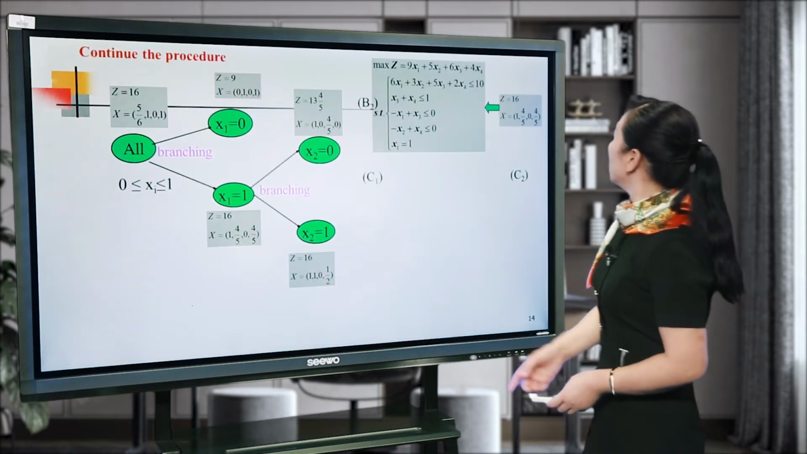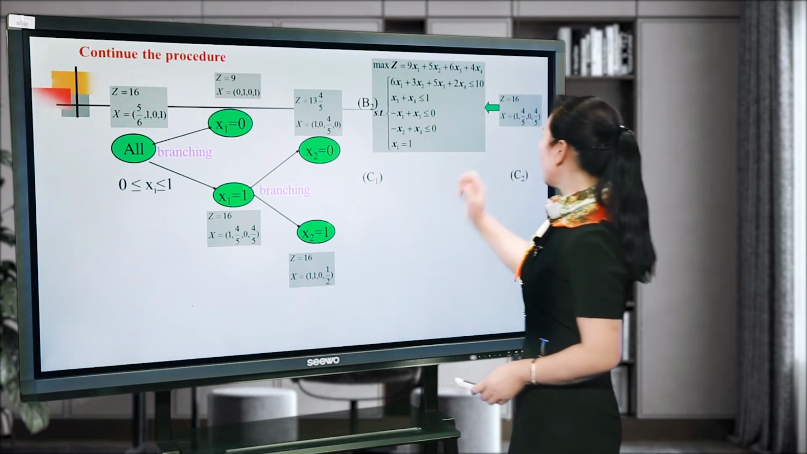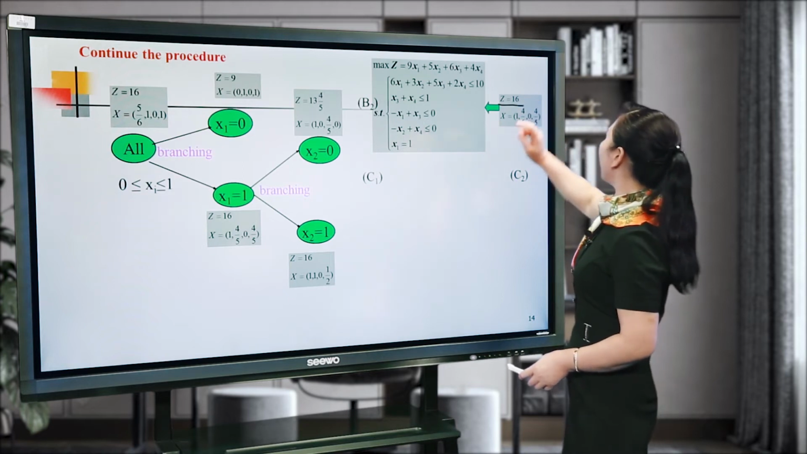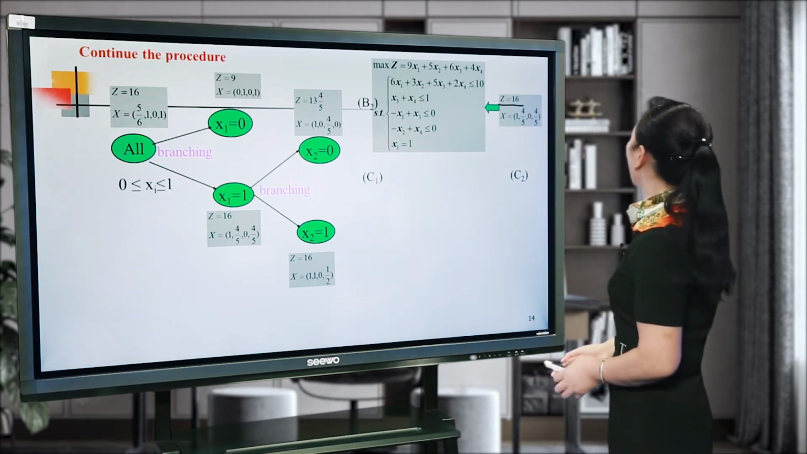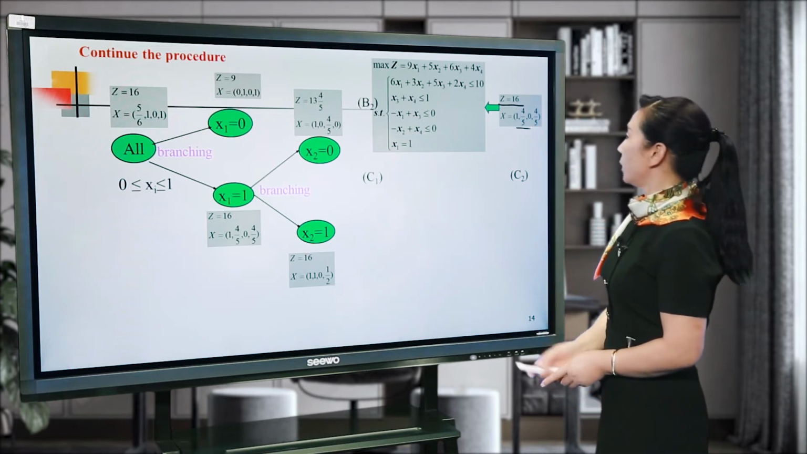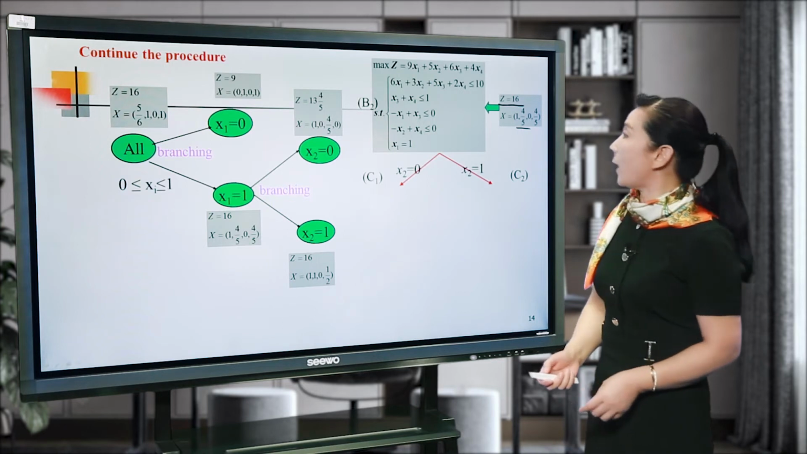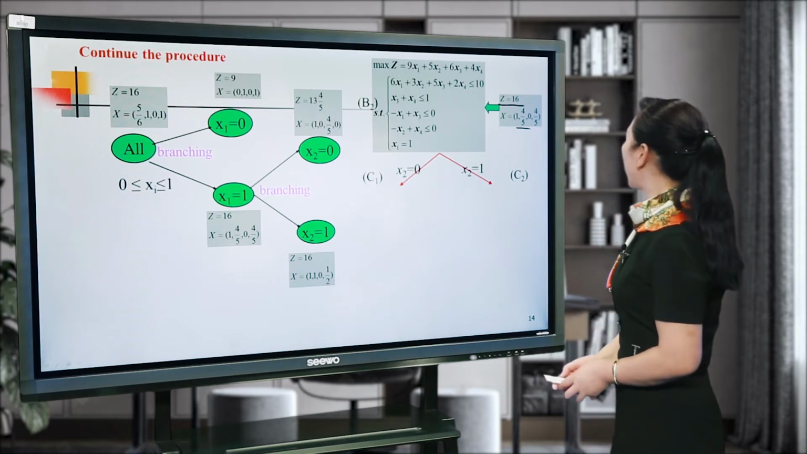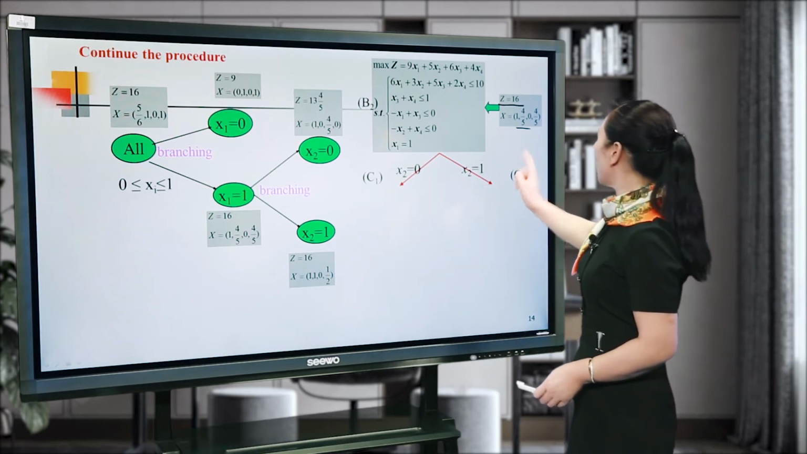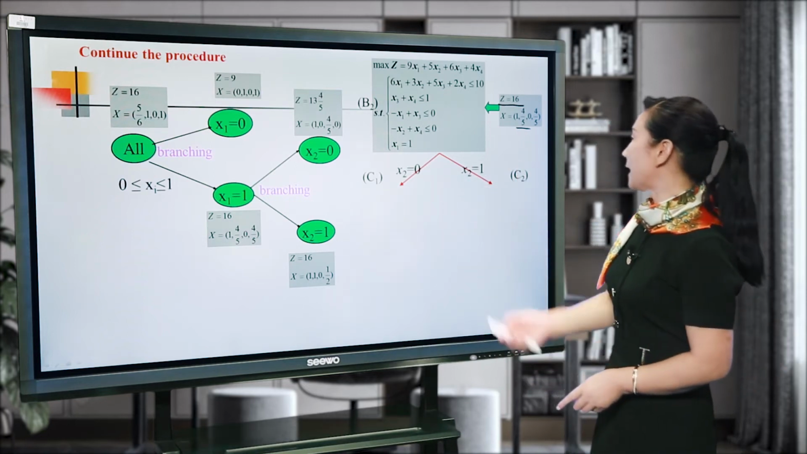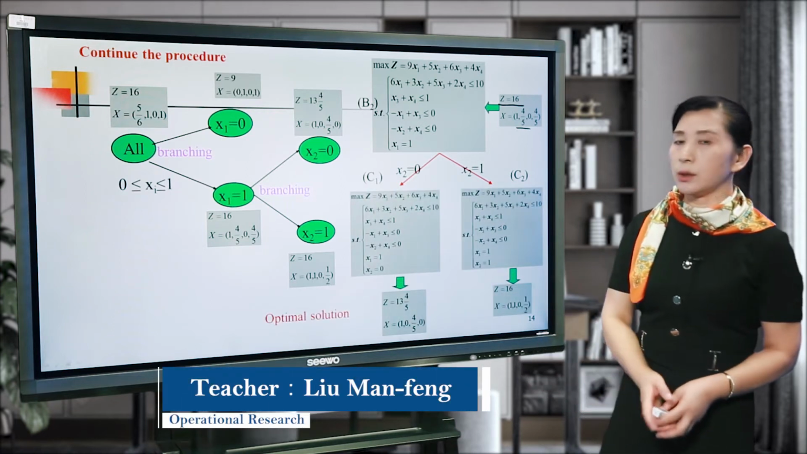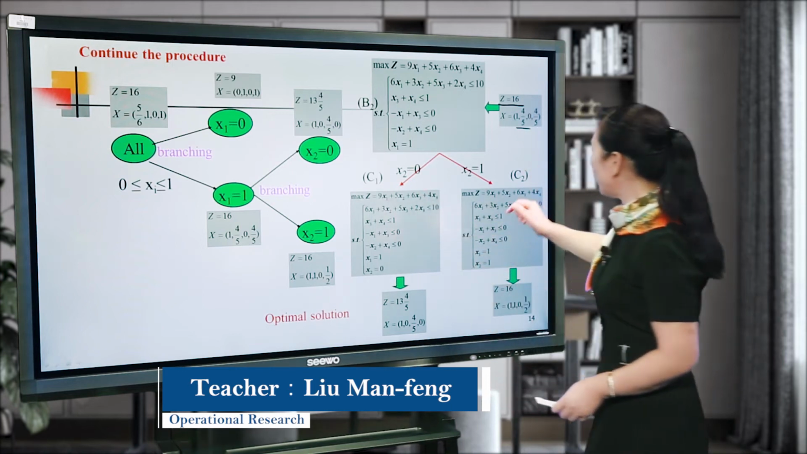And we notice that in B2 problems, the objective number is 6, and x2 is not integer. So we set up dividing branch by x2. We set x2 equal to 0, x2 equal to 1, and we get two subproblems, C1 and C2, and we solve the C1 problem and the C2 problem.